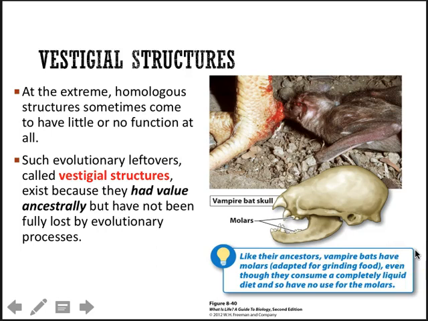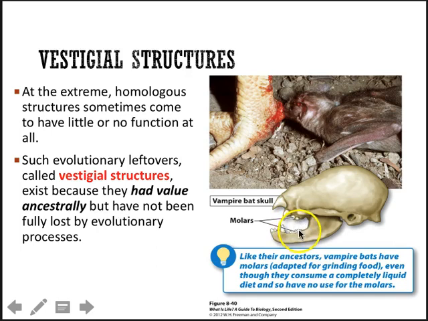Your book does a great job of giving an example here. Vampire bats. The only thing that vampire bats eat is blood. Yes, it's real. It's true. Vampire bats drink blood. They have these huge front teeth, which are awesome to help them drink that blood, cutting the skin of the animal to be able to drink the blood.